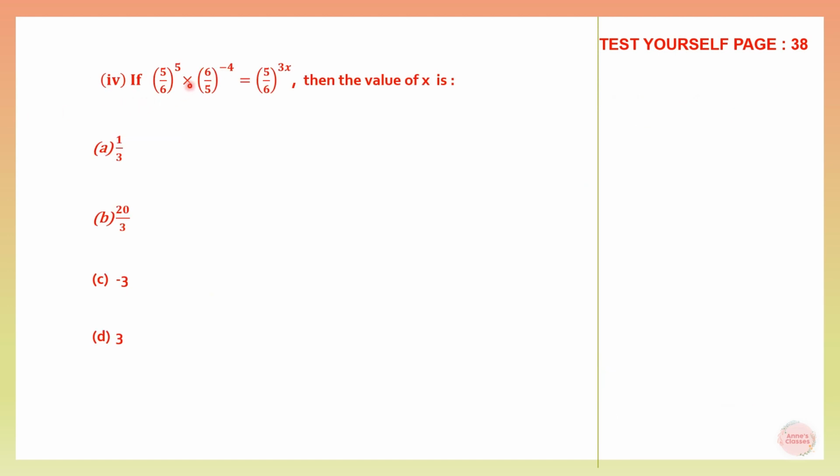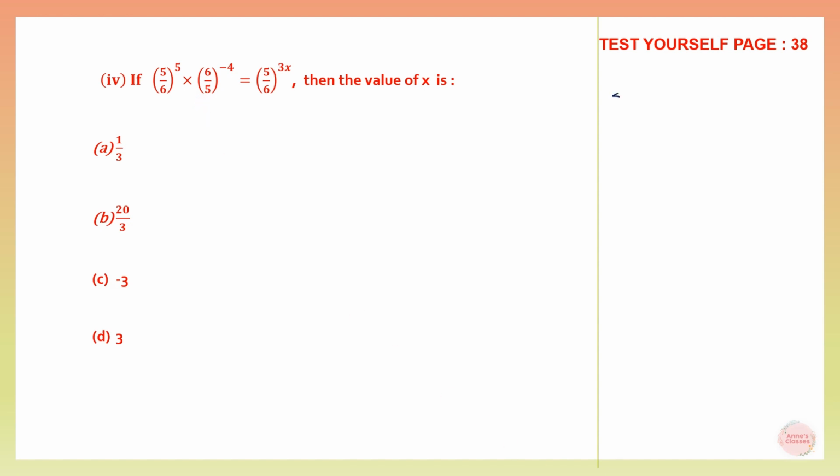Question 4. If 5 by 6 raised to the power of 5 into 6 by 5 raised to the power of minus 4 is equal to 5 by 6 raised to the power of 3x, we have to find the value of x. So this one will remain as 5 by 6 raised to the power of 5. Here the power is negative, so we can change the power to positive by writing the reciprocal of this. So let's do that first.